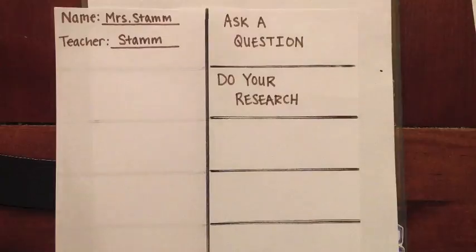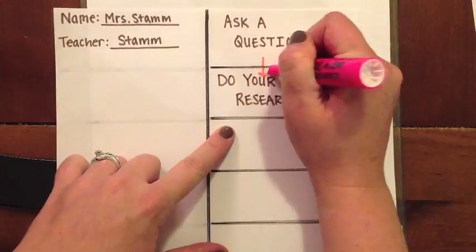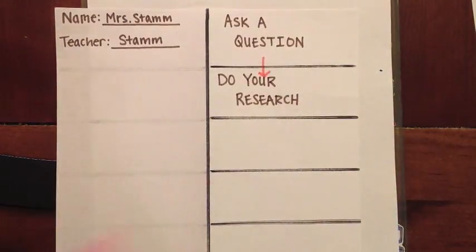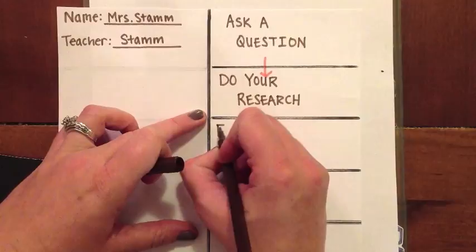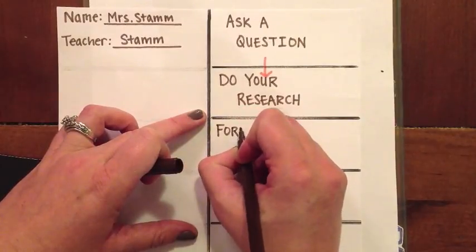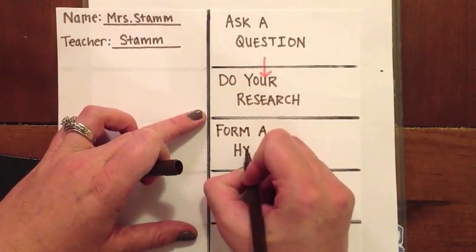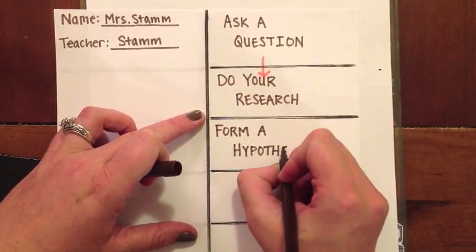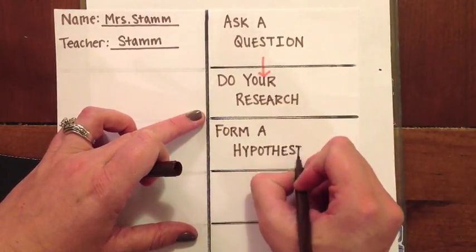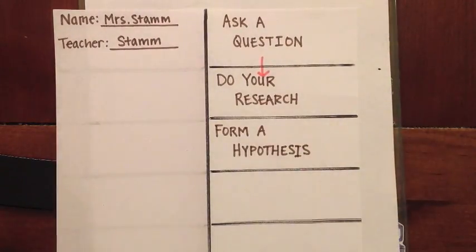Now I am also going to include an arrow from this step to the next to remind myself that these steps flow from one to the other. After do your research, you're going to form a hypothesis. So go ahead and write, form a hypothesis. Form a hypothesis. Once again, I'm going to draw my arrow.